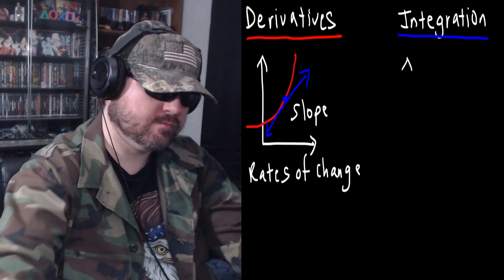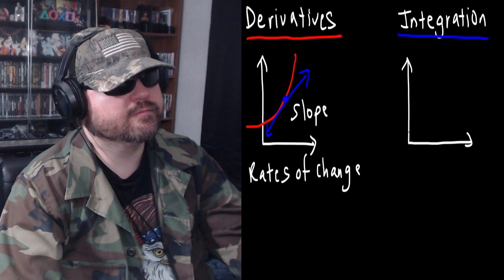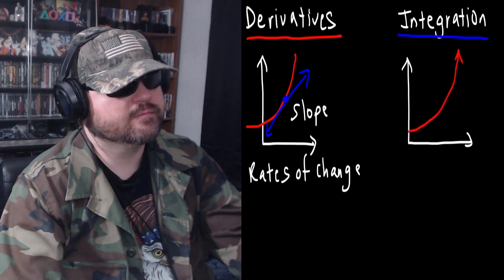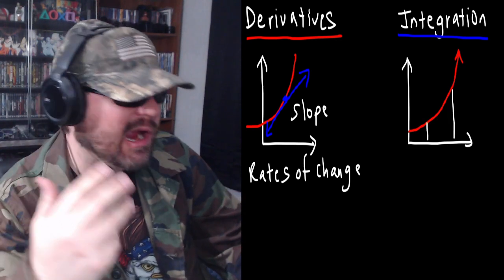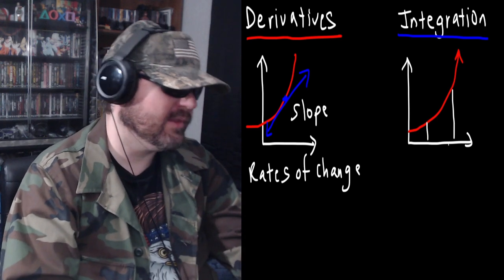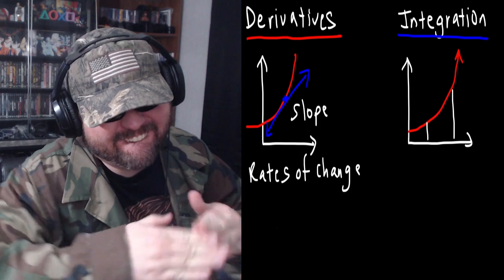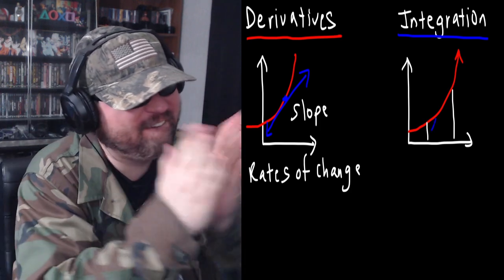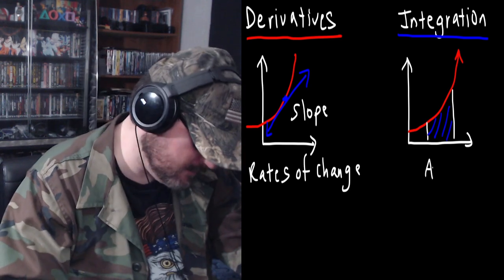Now, when dealing with integration, this will help you to determine how much something accumulates over a period of time. Whereas derivatives will tell you how fast something changes per unit of time. So integration is very useful for calculating the area under the curve.